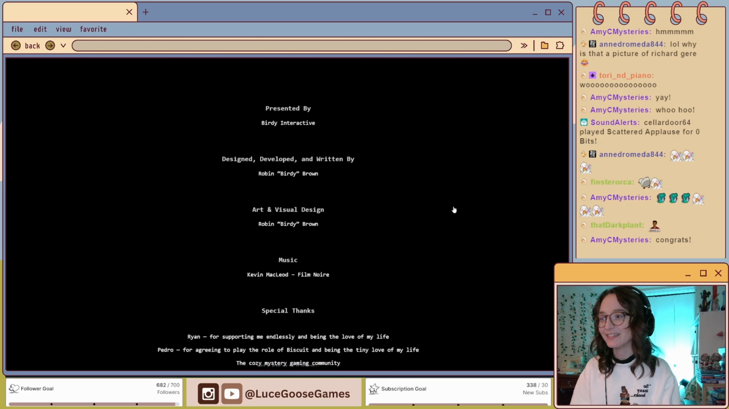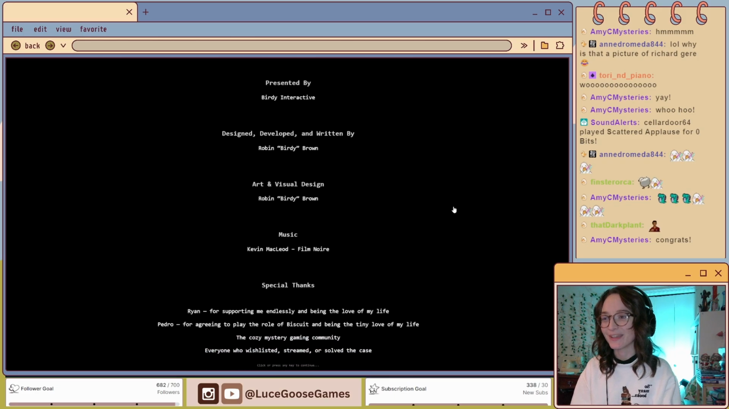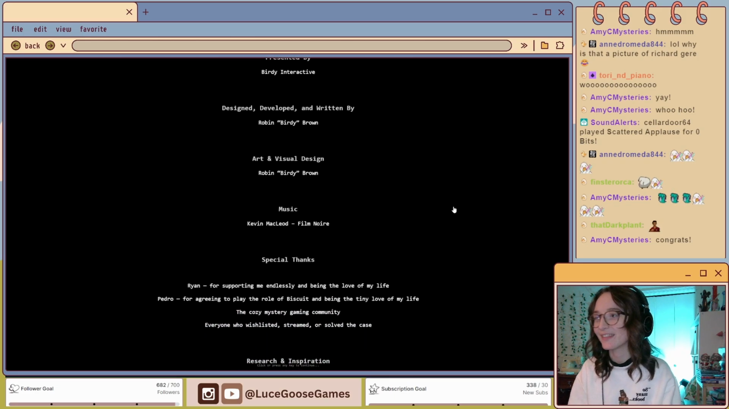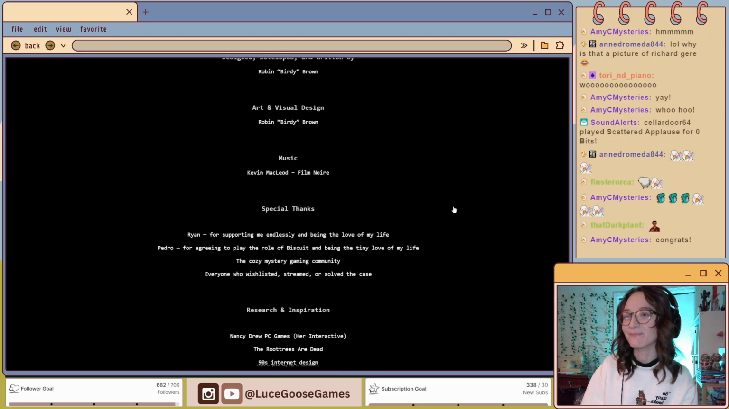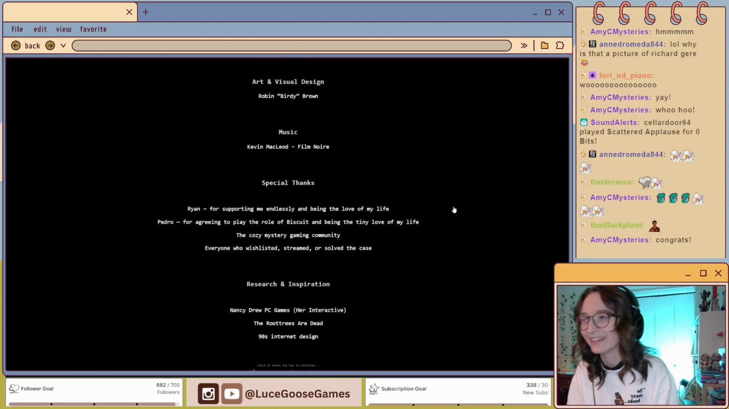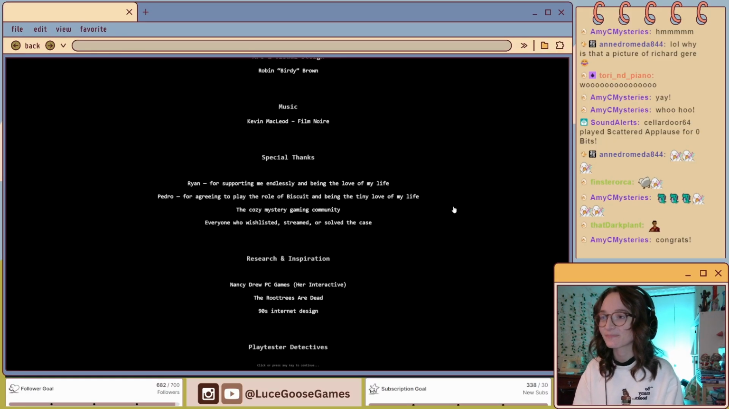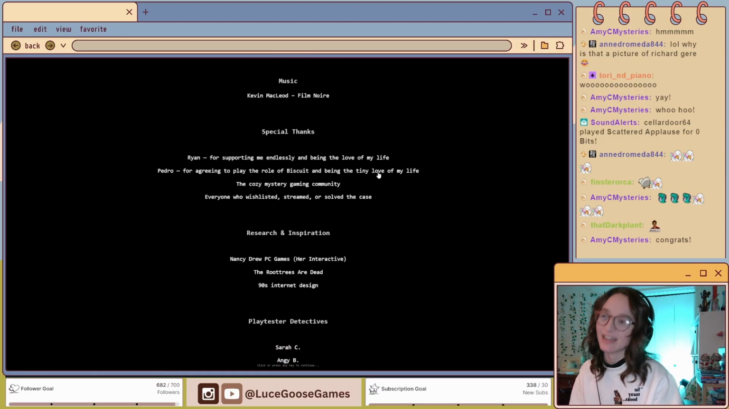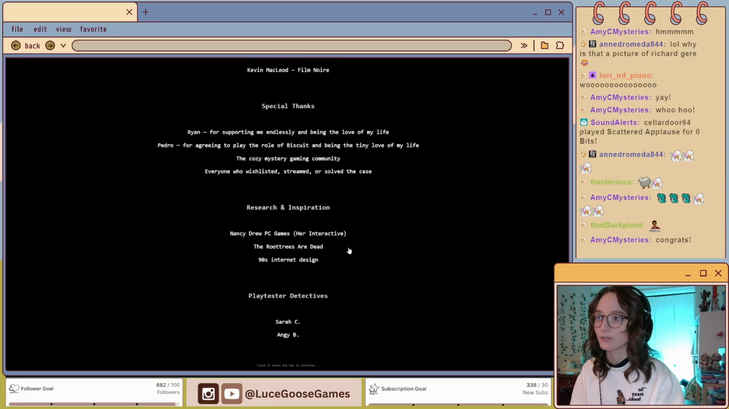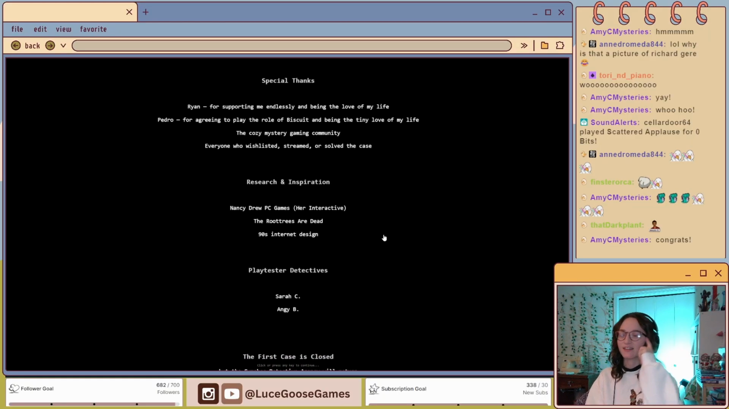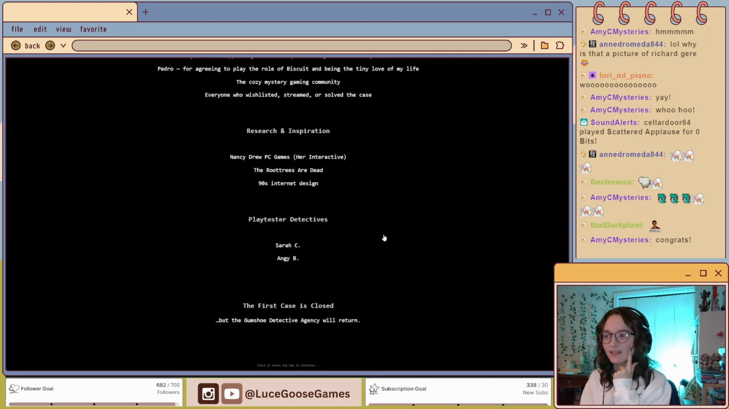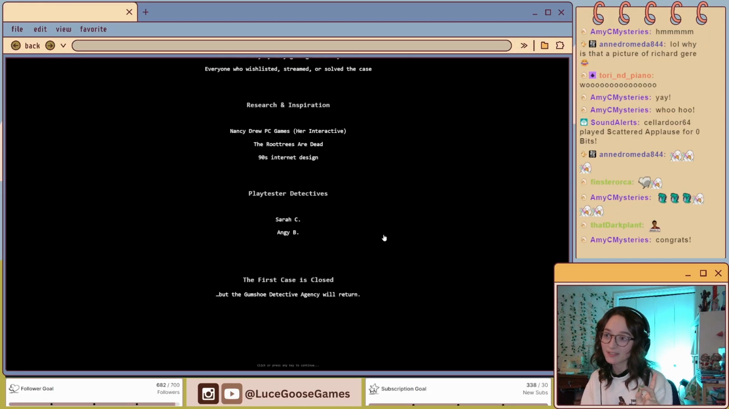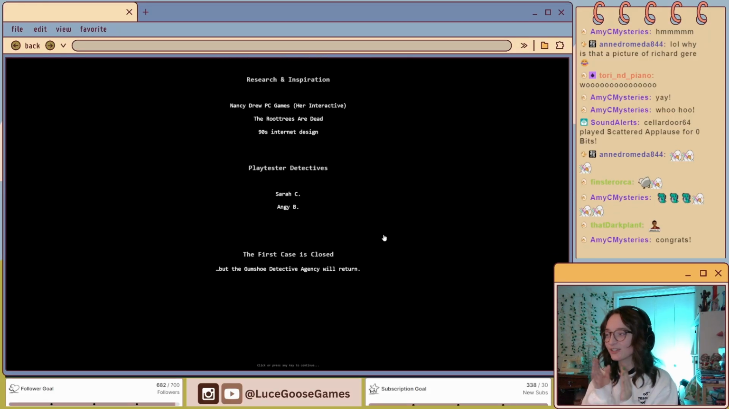puzzles. Aw, special thanks to Ryan for supporting me endlessly and being the love of my life. That's adorable. Pedro for agreeing to play the role of Biscuit and being the tiny love of my life. Love it. Research and inspiration, the Nancy Drew PC games, of course. The Root Trees Are Dead. And 90s internet design. Playtester detectives. The first case is closed, but the Gumshoe Detective Agency will return.